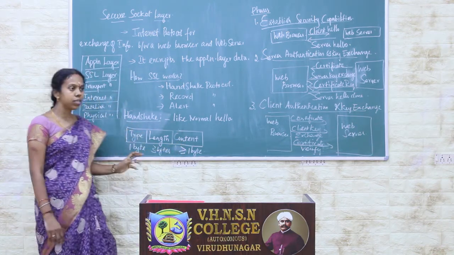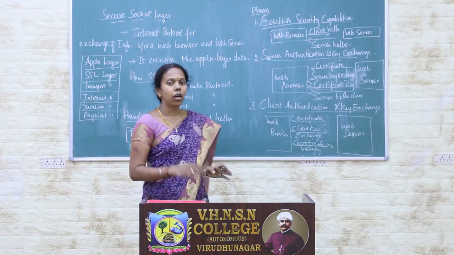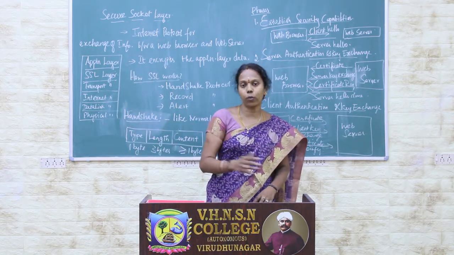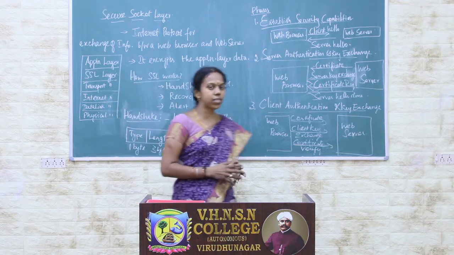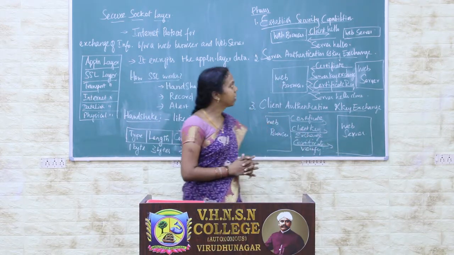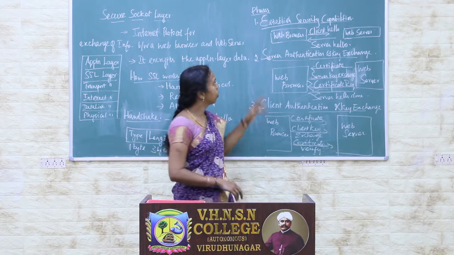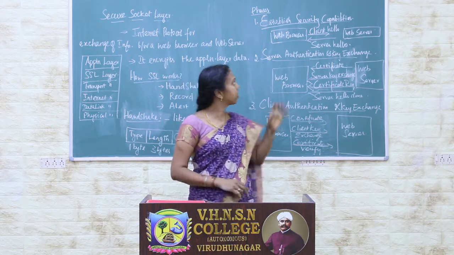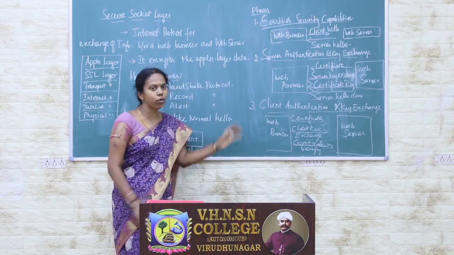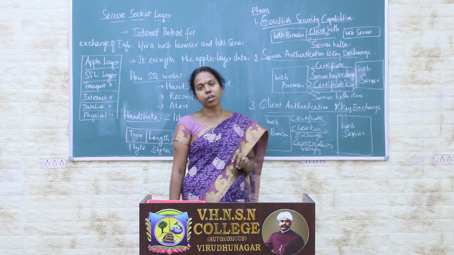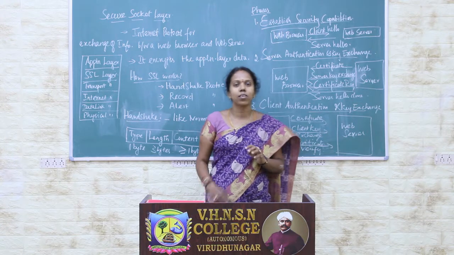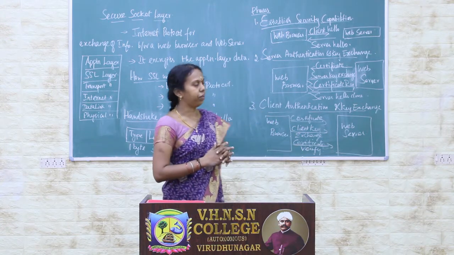The type defines several messages that the SSL layer protocol accepts. Next we are discussing the phases of the Handshake protocol. The Handshake protocol consists of 4 phases. The first one is establishing the security capabilities. The second one is server authentication and key exchange. The third one is client authentication and key exchange. And the fourth one is finishing the handshake.